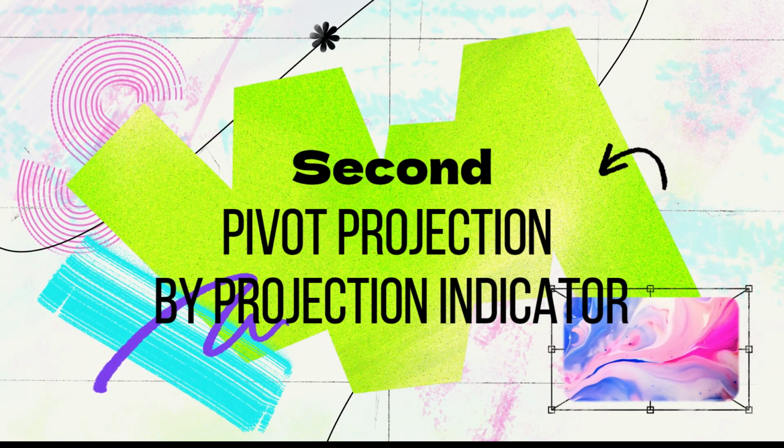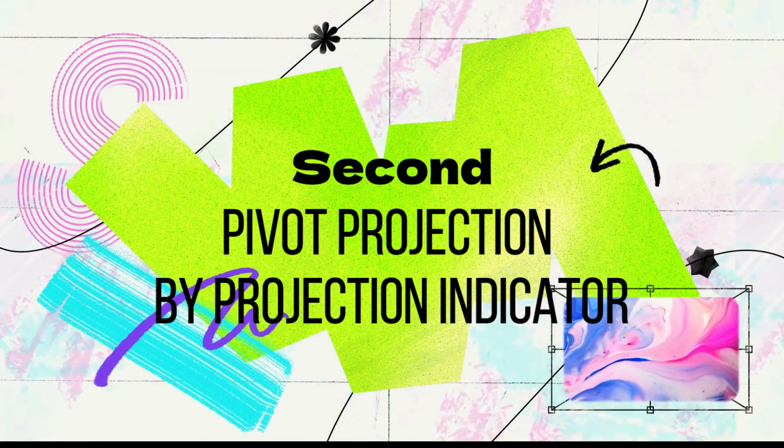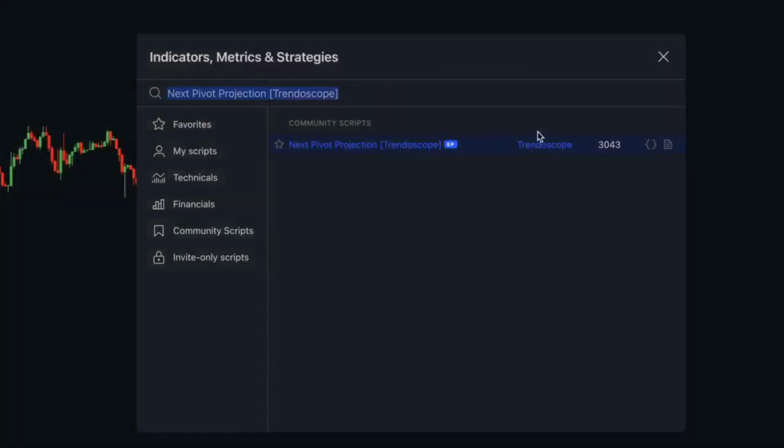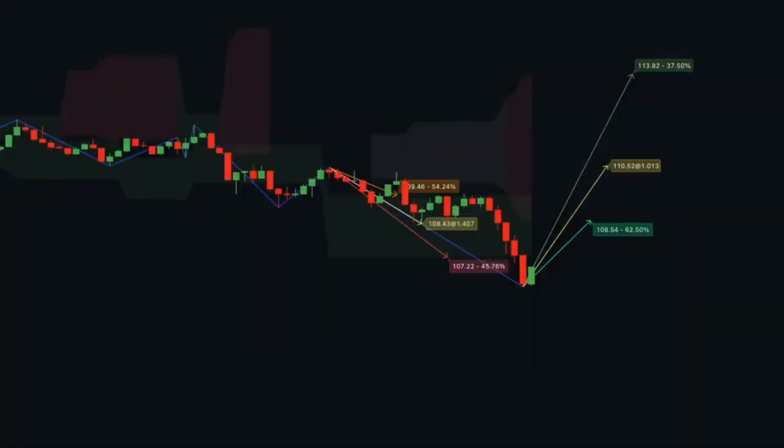The second tool on my list is Next Pivot Projection by Projection Indicator. It is an experimental tool that builds on divergence backtest results to forecast future pivot points in the market, including one unconfirmed pivot. It utilizes historical data on pivot occurrences and their characteristics to project future pivots, potential positions, and prices.